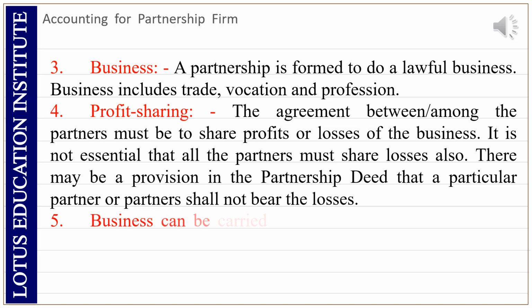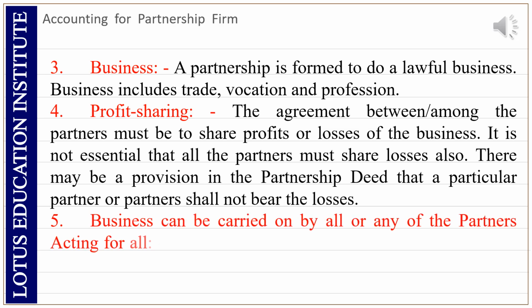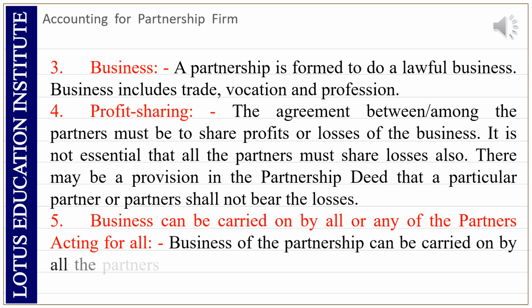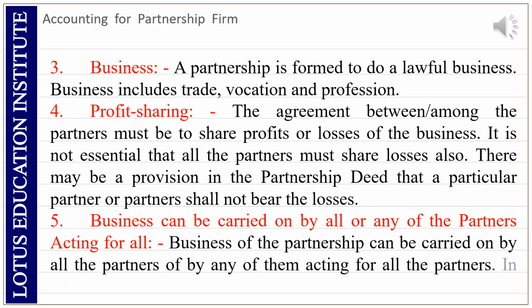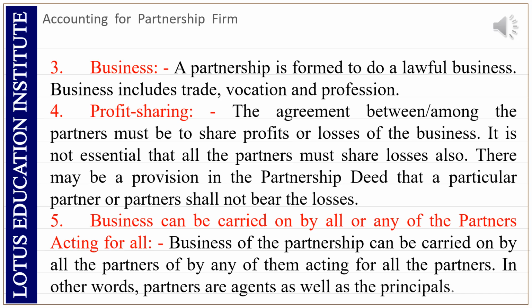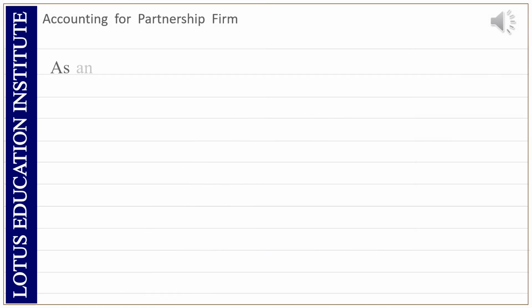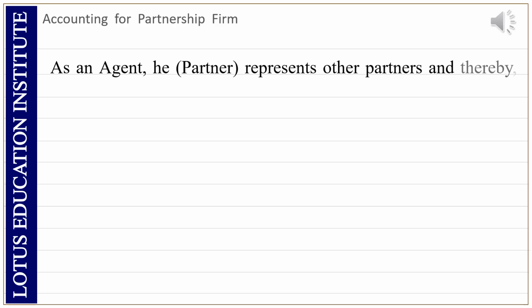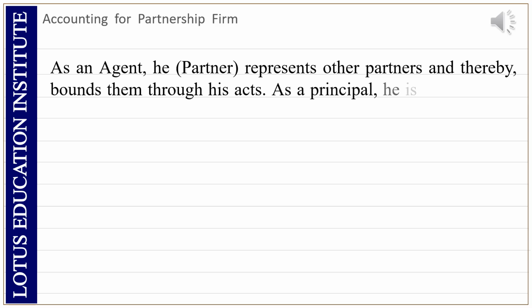5. Business can be carried on by all or any of the partners acting for all. Business of the partnership can be carried on by all the partners or by any of them acting for all the partners. In other words, partners are agents as well as principals. As an agent, a partner represents other partners and thereby binds them through his acts. As a principal, he is bound by the acts of other partners.